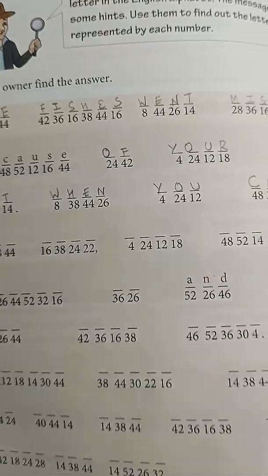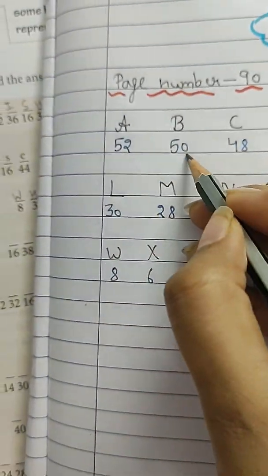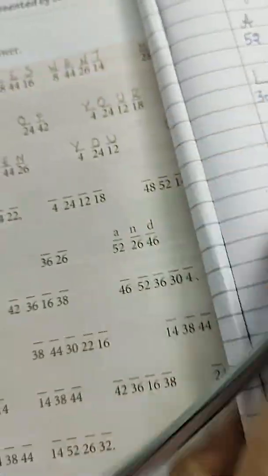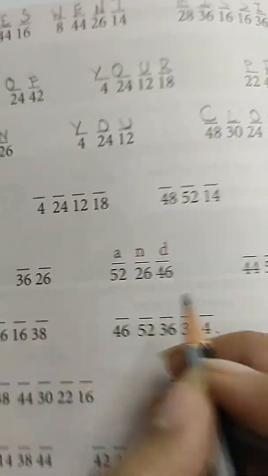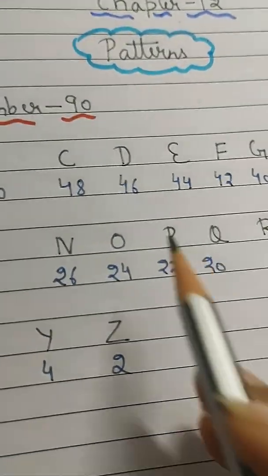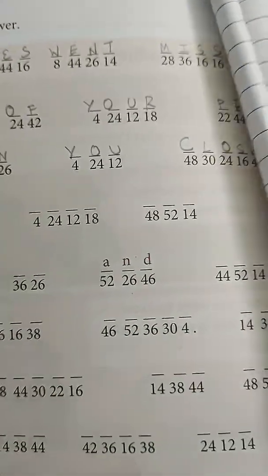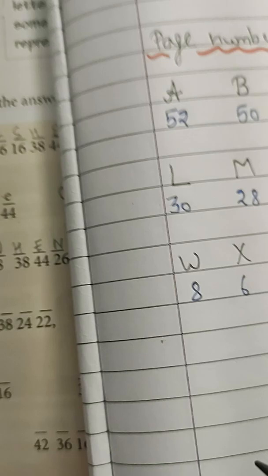What we are going to do is write the alphabet here: A, B, C, D. A is 52, B is 50, C is 48. We have got 52 for A, 50 for B, so I have placed 50. C we have got as 48, so we have written 48. D we have got 46, so we have written 46 here. E is 44, so we have written 44. Then we have N, whose value is given as 26, so we have written 26. Then U has the value 12, so we have written 12 for U.